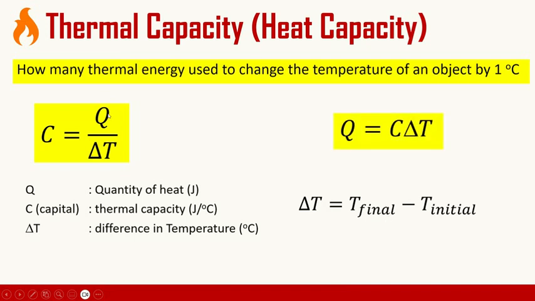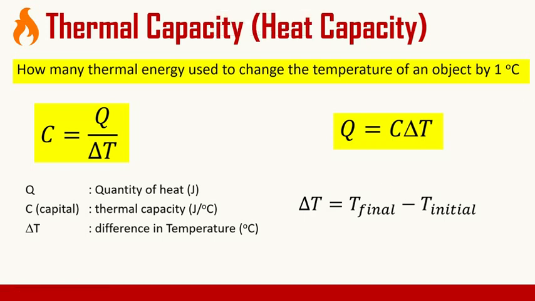Okay, now from this equation, you can also find the Q. Change the position, and the Q will be C times delta T. To make it easier to remember, I call it Q cap. Q cap. That is Q equal to C delta T.